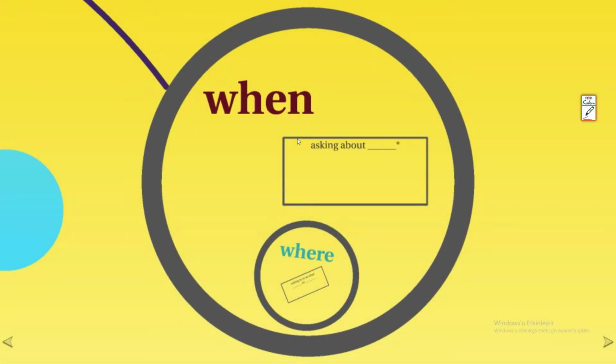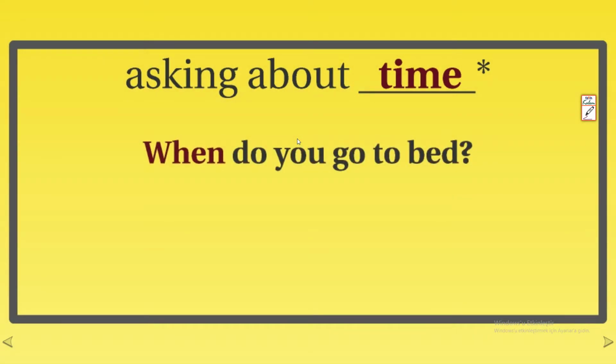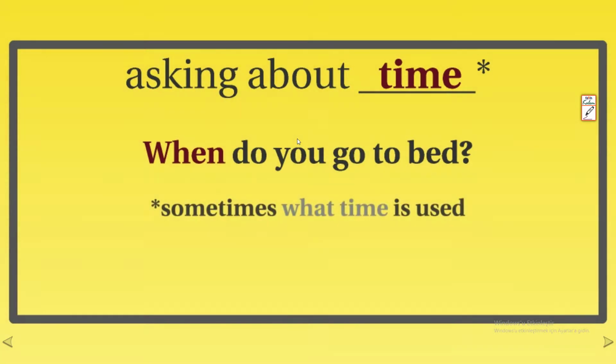And we have when. When is asking about what? What can it be? A place, time, noun, person. Asking about time, of course. When? For example, when is your birthday? My birthday is blah blah blah. And when do you go to bed?